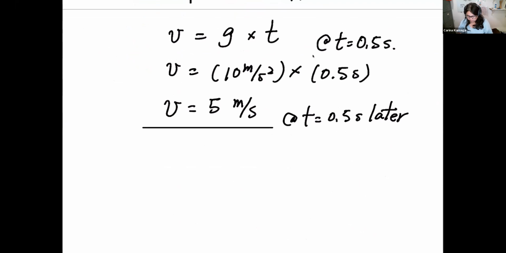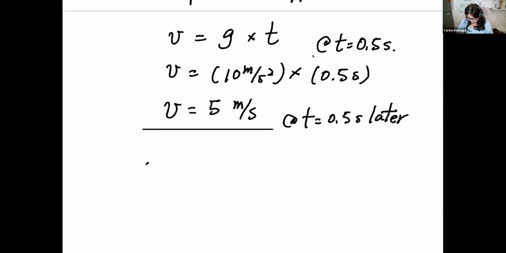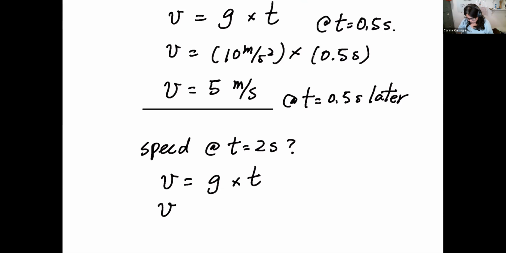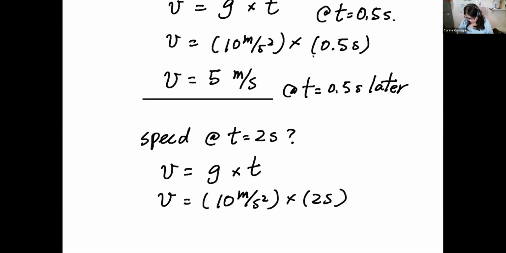How about if it's let go, what's the speed at t equals 2 seconds? Then the speed increases 10 meters per second each second. 10 meter per second squared times 2 seconds, right? What's the speed? 20 meters per second.